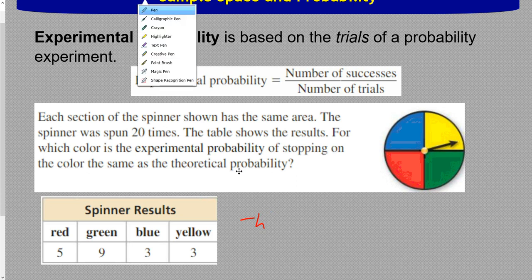Why is my pen not working? Hang on 1 second. There we go.